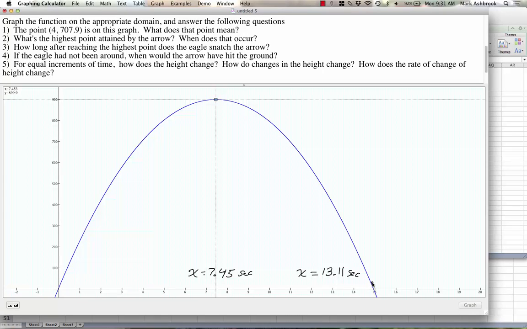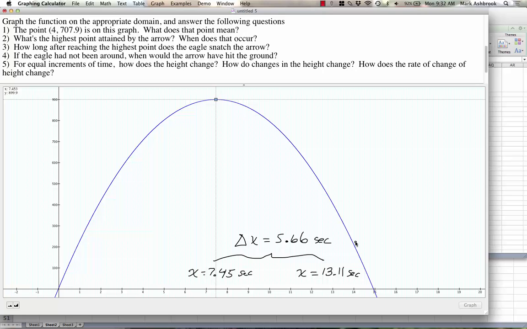So, how much time does it take to fall from the highest point to when the eagle catches the arrow? You're going to subtract, right? Final time minus initial time. And it equals? Is that what you got? Yeah. So this is actually asking for a change in x. It's not asking for an x value. It's asking for a change in x starting at this 7.45 seconds, ending at 13.11.